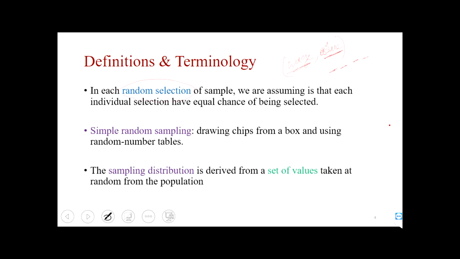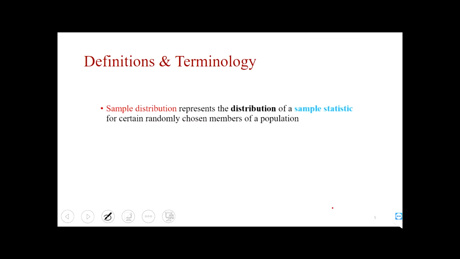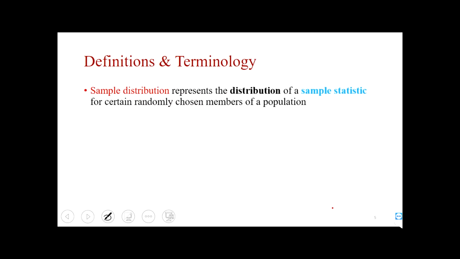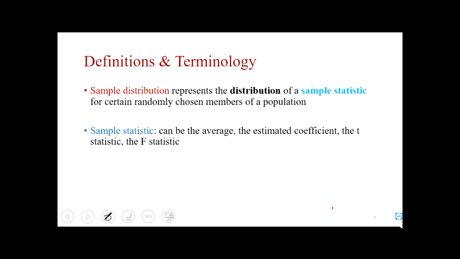So when we find all the possibilities, we're going to have a certain distribution, right? If you remember the histogram and so on. We're going to go into the details of this, I just want you to remember what we mean by sampling distribution. A sampling distribution represents a distribution of the sample statistic for certain randomly chosen members of the population. So the sample statistic can be the average, the estimated coefficient, the t-statistic and the F-statistic. All of these could be known as a sample statistic.